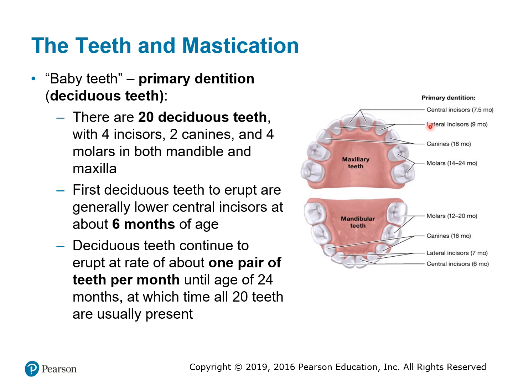And then you have the lateral incisors about 9 months. Canines come about 18, molars 14 to 24, or 12 to 20 at the bottom, and then canines is 16 months, which is the bottom one as well. So like I said, every month after that they get a set of teeth. The last ones they get are the molars.